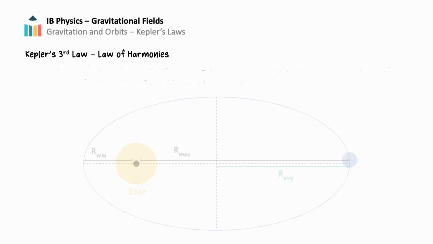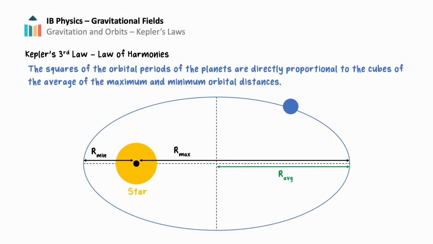Kepler's third law, also called the law of harmonies, states that the squares of the orbital periods of the planets are directly proportional to the cube of the average of the maximum and minimum orbital distances. In equation form, T squared is proportional to r cubed. The application of this law shows that the farther a planet is from its star, the longer it takes to complete one orbit around it.